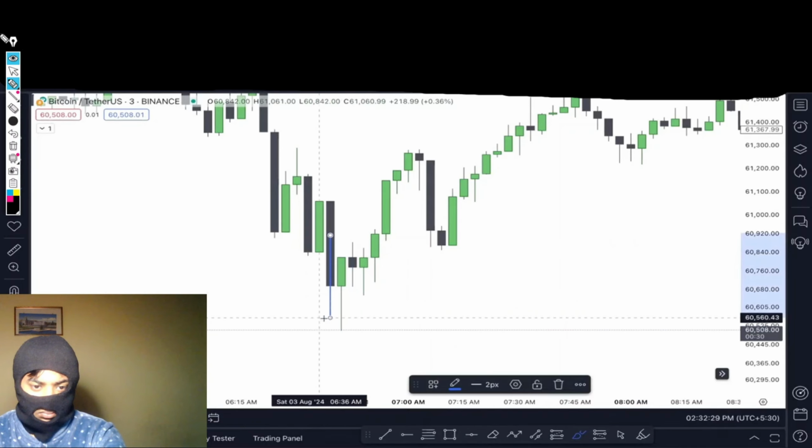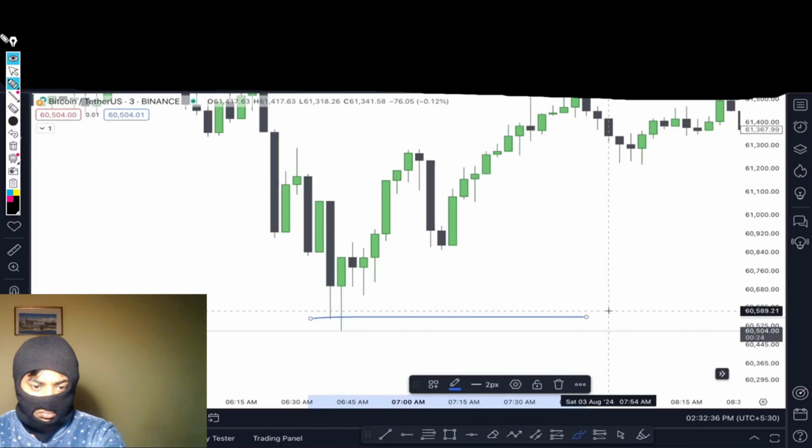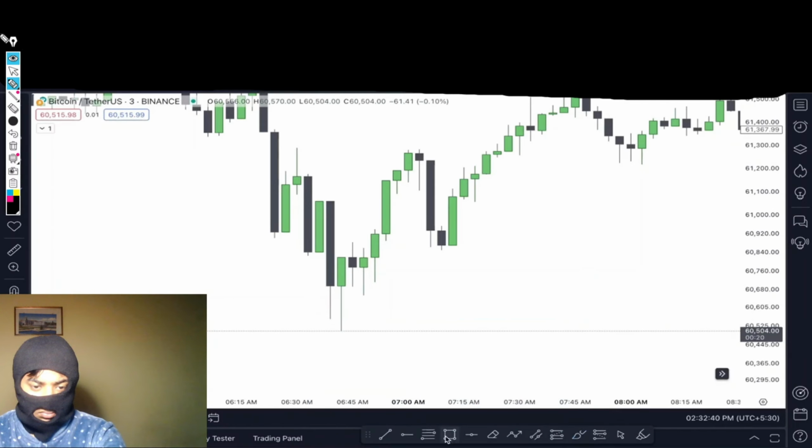Why? Because, look, more selling has come in this candle than in this candle. It has also taken the low liquidity of the previous candle. Correct? Most selling has come in here. So, that's why this order block is valid.